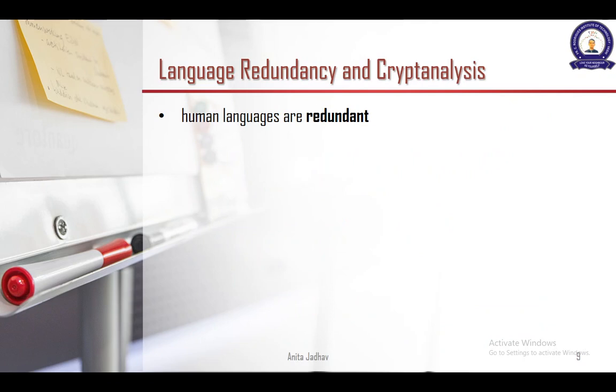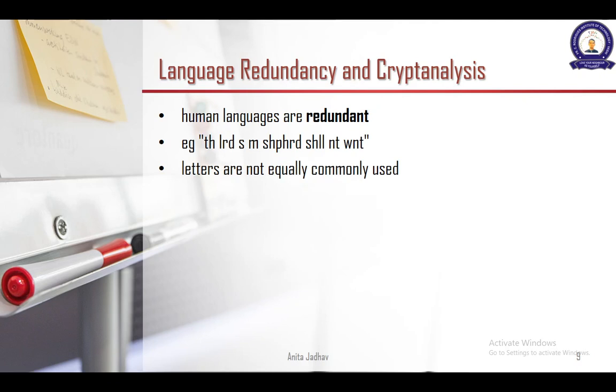So human languages are redundant. What do you mean by redundant? There are certain alphabets, there are certain words which come often. So if I read this, "The Lord is my shepherd, I shall not want," some letters are not equally commonly used. For example, in English, E is by far the most common letter, and most of our words, most of our sentences will have this E.